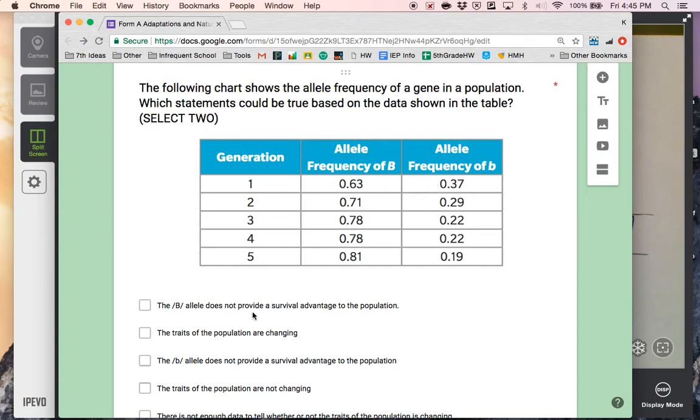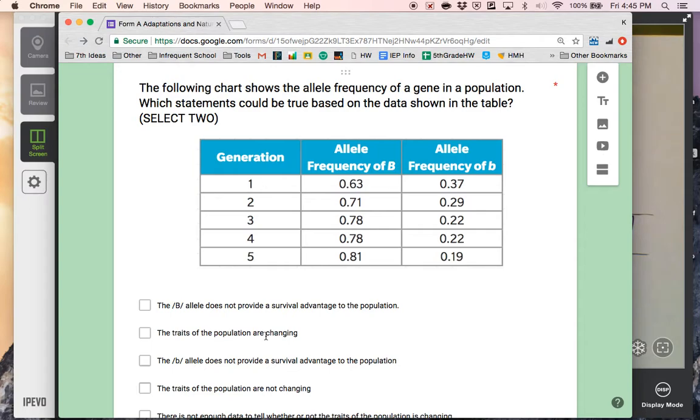The B allele does not provide a survival adaptation. If it's not providing a survival adaptation, it's probably going to shrink. It looks like the frequency is going up. In other words, more alleles are happening over the course of generations with the B allele, capital B. So this would not be true.